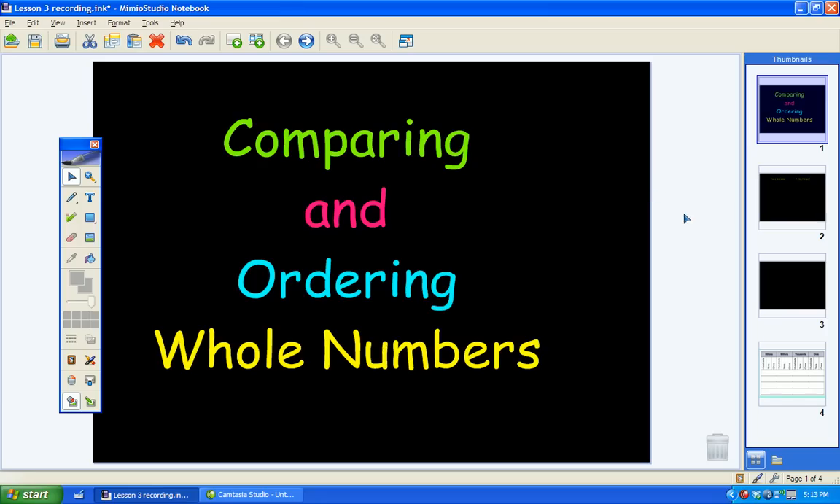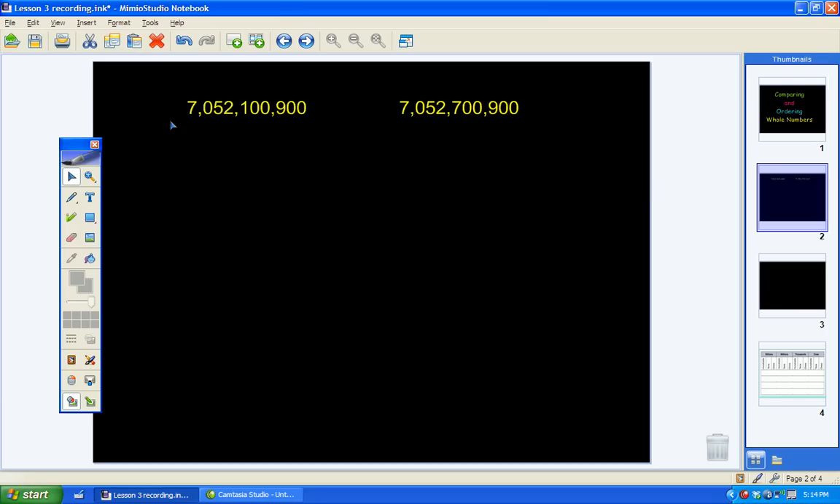Comparing and ordering whole numbers. So let's look at two numbers. We have this number right here, which is 7,052,100,900. And then we have this other number over here, 7,052,700,900. We are going to compare them.